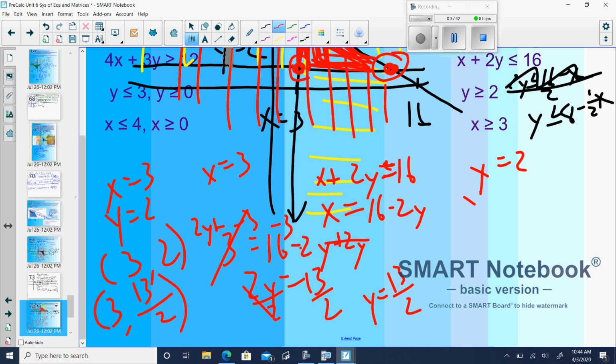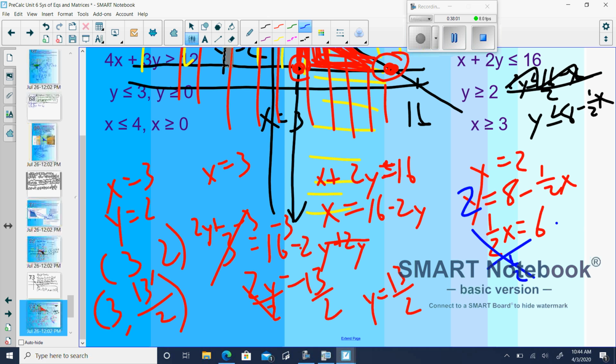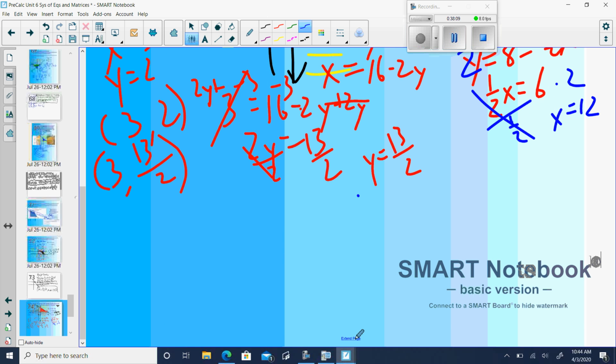And then the last point is out there where we have the line y equals 2 intersecting with the line y equals 8 minus 1/2 x. So 1/2 x equals 6, right? Because these are equal to each other. We substitute 2 in right here. So 1/2 x equals 6. Divide by fraction, you multiply by the reciprocal. So x equals 12. So we have (12, 2). Okay.